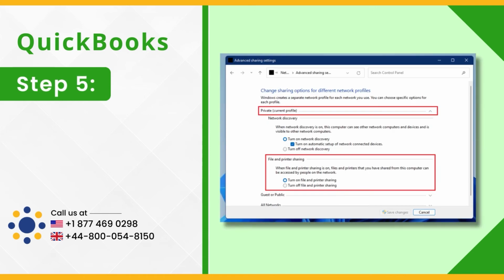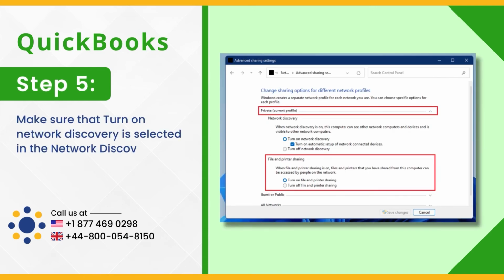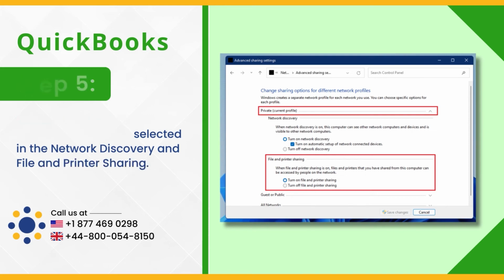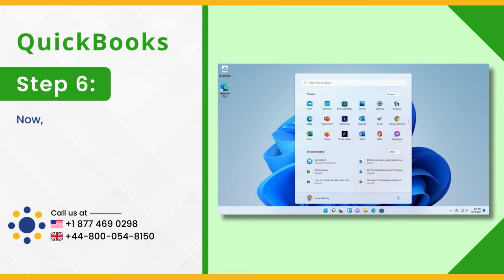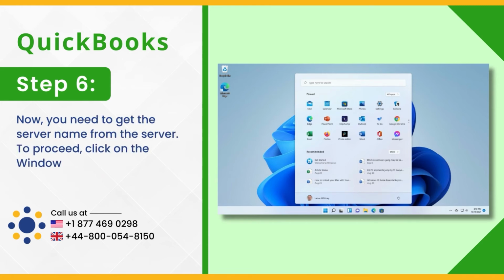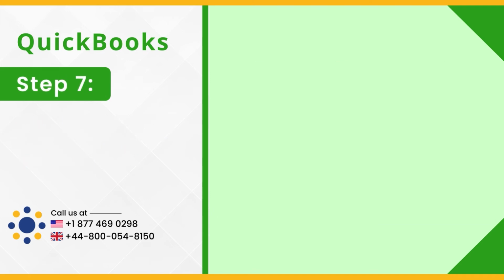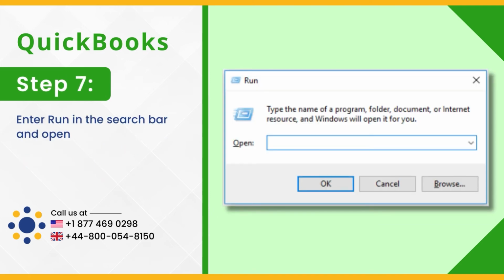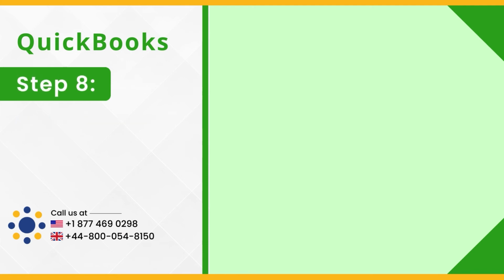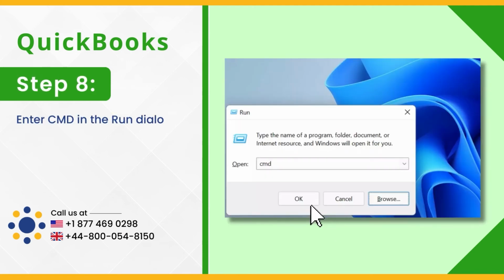Step 5. Make sure that Turn on Network Discovery is selected in the Network Discovery and File and Printer Sharing. Step 6. Now, you need to get the server name from the server. To proceed, click on the Windows Start menu. Step 7. Enter Run in the search bar and open it. Step 8. Enter CMD in the Run dialog box and press OK.